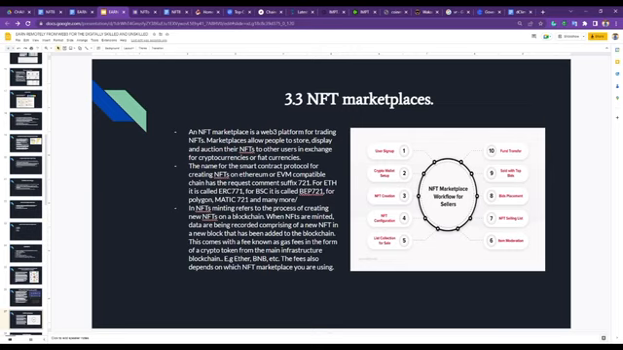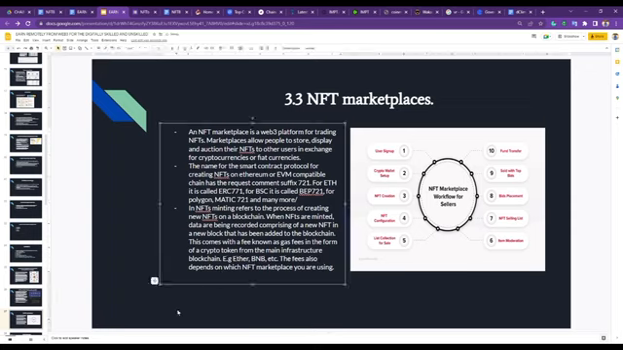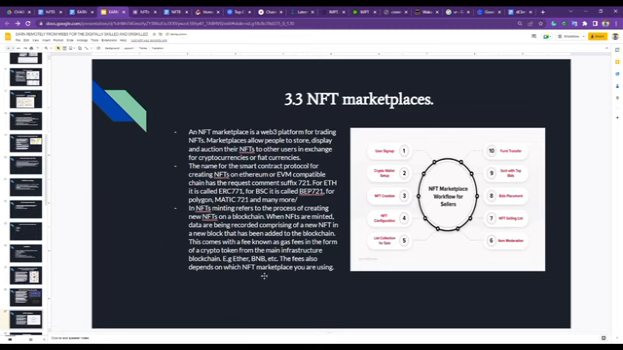So in NFTs, there is a word called minting. Minting refers to the process of creating new NFTs on a blockchain. When NFTs are minted, the data is recorded on a blockchain in a new block that has been added to the blockchain. This comes with a fee known as gas fee in the form of the crypto token of the mainnet blockchain. For example, if you are minting an NFT on Ethereum blockchain, you are going to be charged a gas fee in Ether token. Or if it is on BNB Binance Smart Chain, the gas fee is going to be in BNB token.